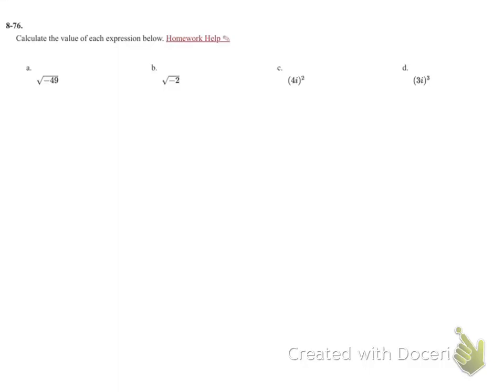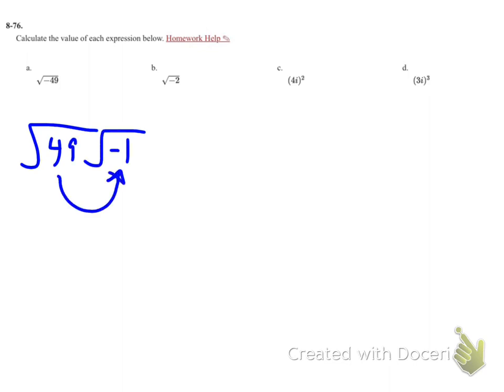Problem 76, we're taking a look at some problems that deal with imaginary numbers. So the first one, the square root of negative 49. The square root of negative 49 can be broken up into two pieces, the square root of 49 and the square root of negative 1, because 49 times negative 1 gives us our negative 49. Once I have that, the square root of 49 can be simplified down to 7, and the square root of negative 1 is our imaginary number i. So problem A is 7i.